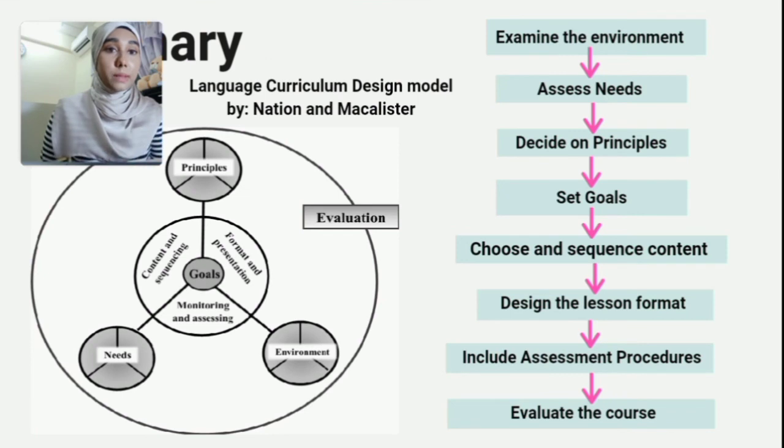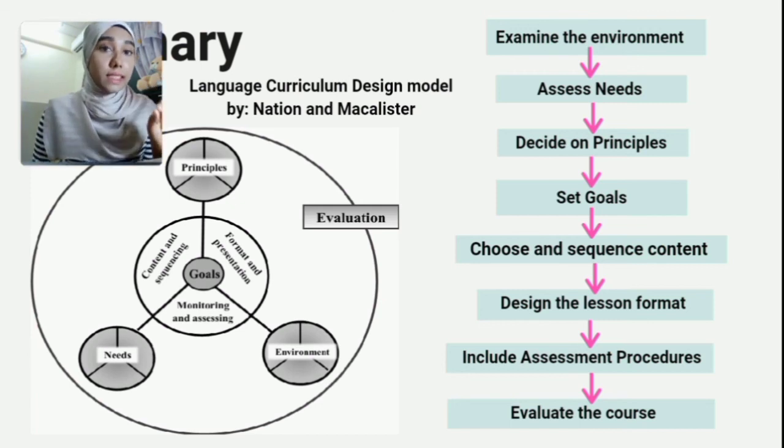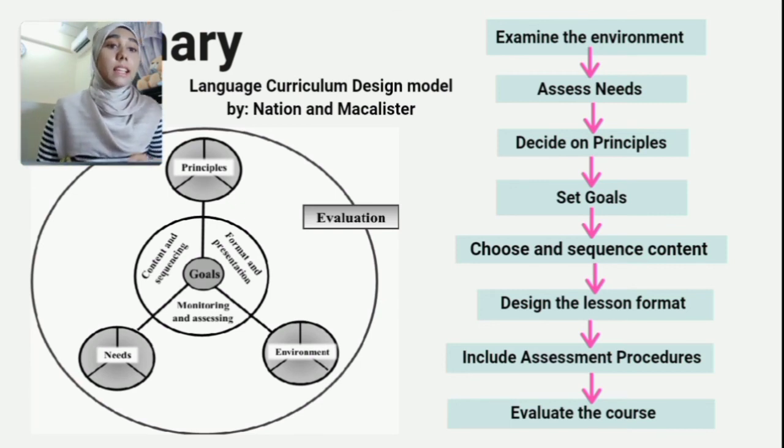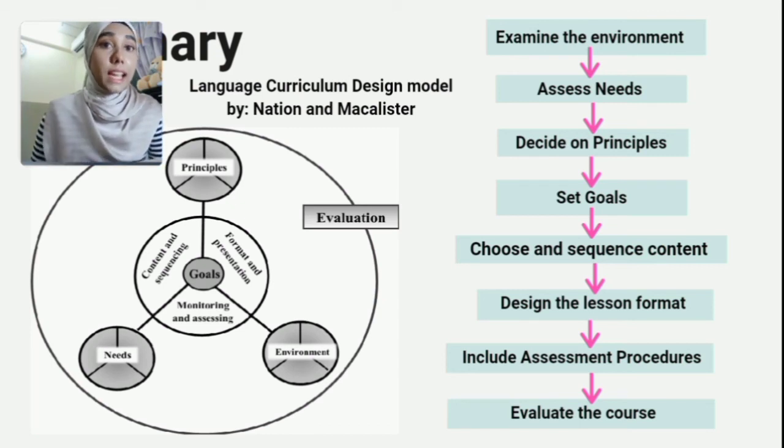Now that me and Sui have explained all the elements of language curriculum design, I would like to do a small recap. Firstly is to examine the environment, which is the outer circle, then to assess needs, which is the outer circle again, then to decide on principles, which is the upper circle. Then to set goals, which is the most center part of the language curriculum design model. Then to choose and sequence content, to design the lesson format, and to include assessment procedures. And last but not least would be the outermost circle, which is the evaluation. That is the last step to design language curriculum.